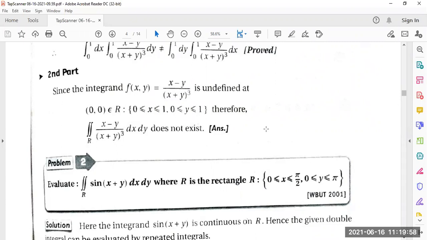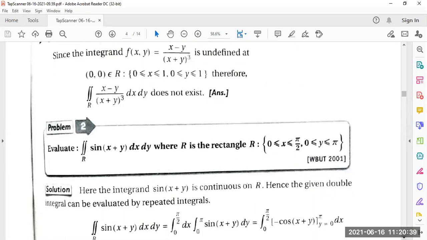Sir, repeat again. What is the lowest value of x here? 0. Lowest value of y, 0. So when both x and y go to their lowest value, that means the coordinate 0, 0, right? So this 0, 0 belongs to this rectangle. But when we put this 0, 0 in this integrand, the denominator should be 0, which is undefined. So this integral does not exist within this R. Clear? Yes, sir. Okay. Then we are going for the next problem.